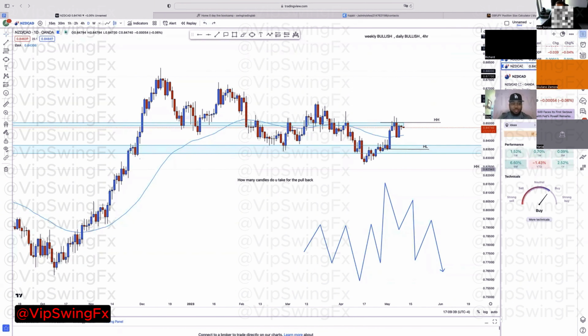So I don't really use wicks. A wick is not market structure. It's just a wick, right? It's like a fake out in a way. So no, I don't use wicks for anything right now.